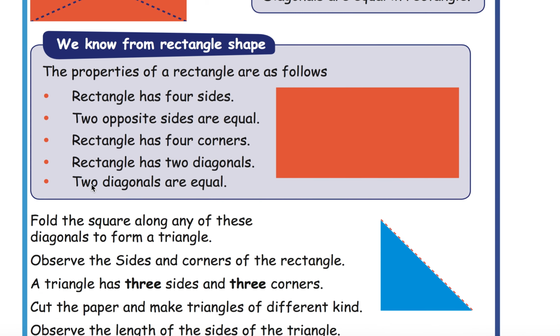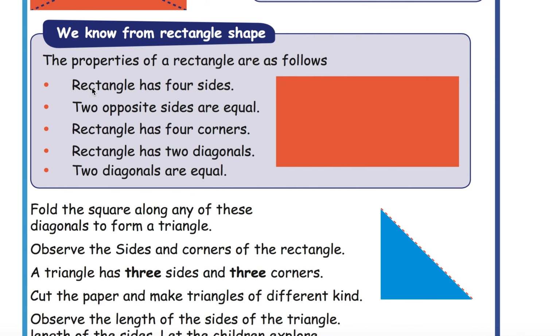Now the properties of rectangle are: rectangle has 4 sides, 2 opposite sides are equal. Rectangle has 4 corners, rectangle has 2 diagonals, 2 diagonals are equal.